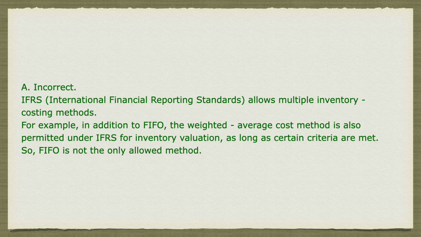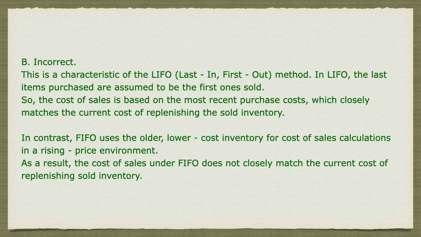A. Incorrect. IFRS permits multiple inventory costing methods, including FIFO and weighted average cost, provided certain criteria are met. B. Incorrect. LIFO method assumes last purchased items are sold first, matching current replenishment costs. FIFO uses older, lower-cost inventory for cost of sales calculations, resulting in a mismatch with current replenishment costs in a rising price environment.